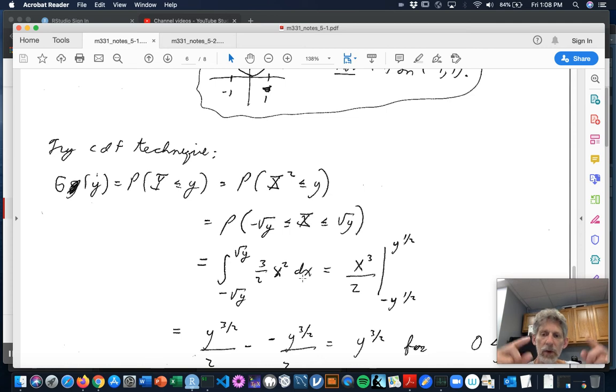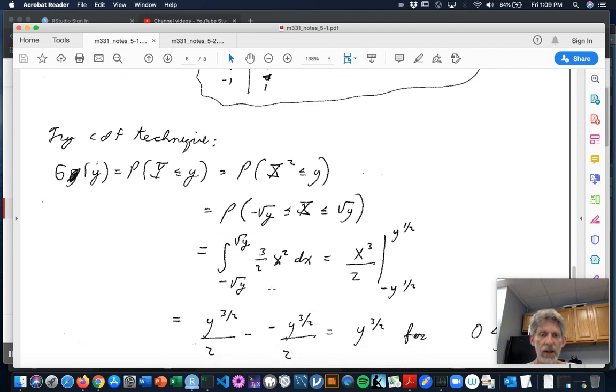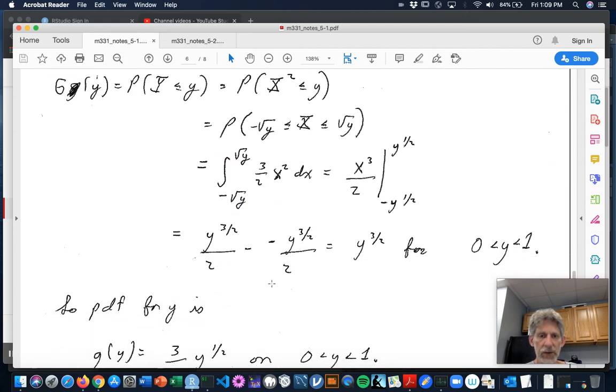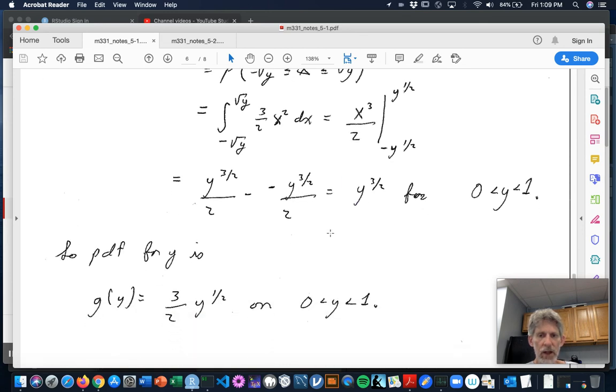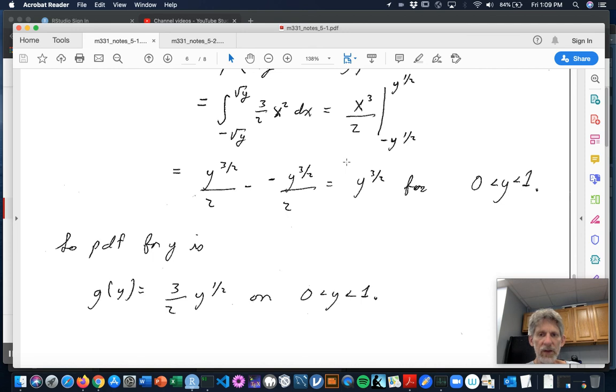And so you can see where the non-one-to-oneness is coming in. There are going to be two values of x that correspond to the same x squared, a negative value and a positive value. And we're capturing both of them when we do this. So we apply the fundamental theorem of calculus, and it ain't so bad. And so that would be the CDF.